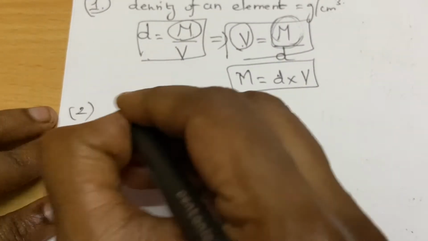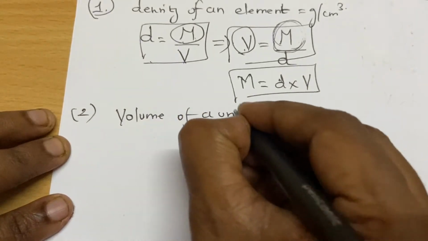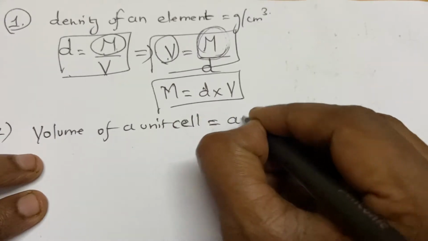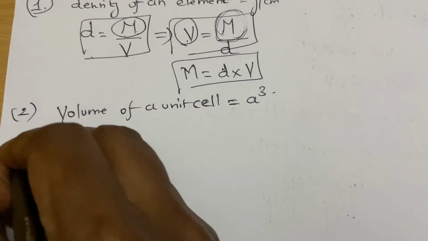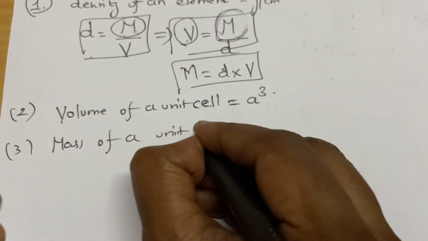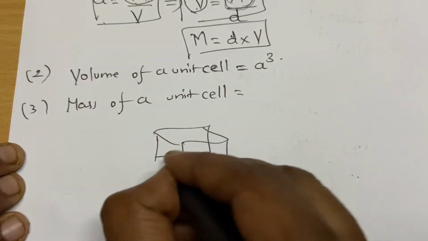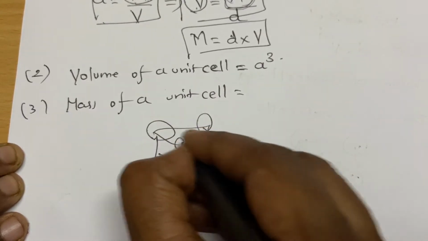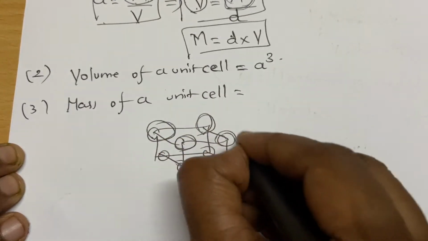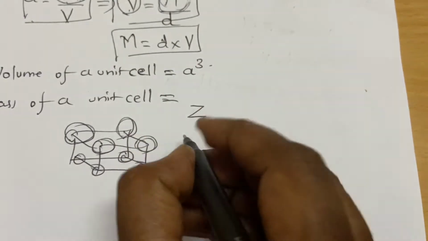Next one, you know the volume of a unit cell. It is simply a cube. What about the mass of a unit cell? What contributes to the mass of a unit cell? Only the atoms present in it. If there are no atoms, the mass of the unit cell will be 0 only.